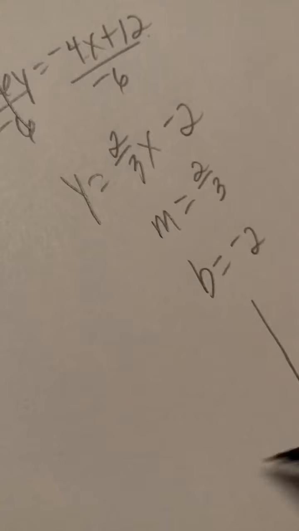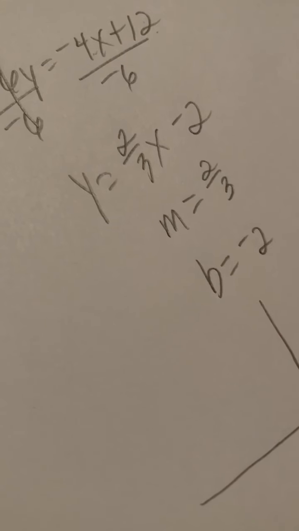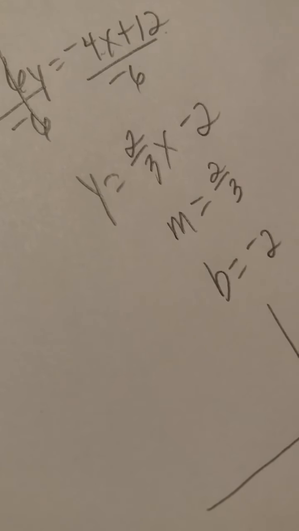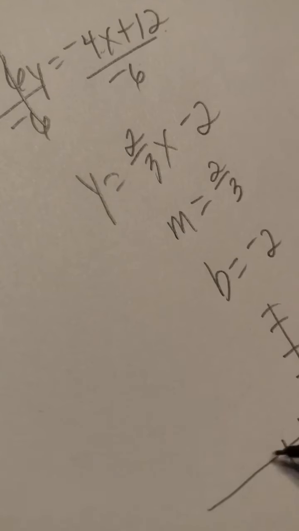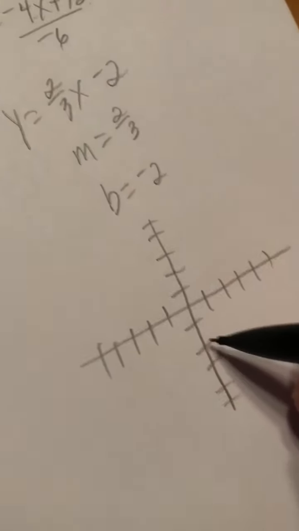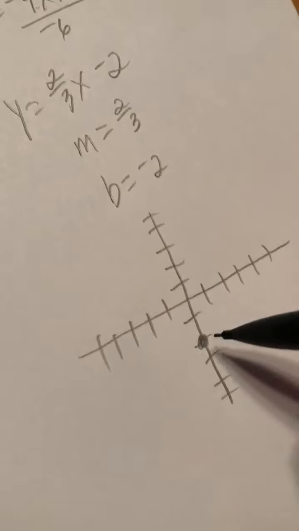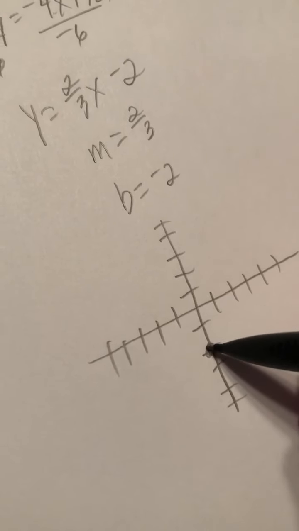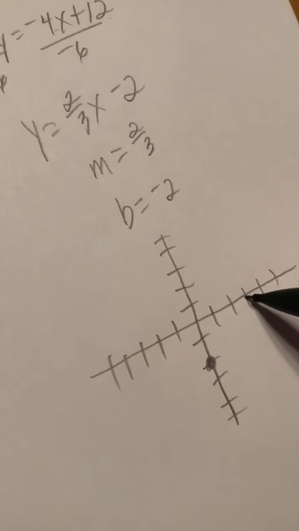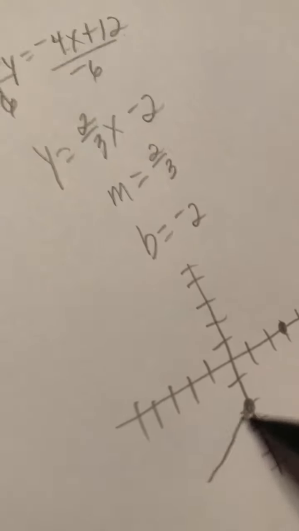So we graph. So we start at negative 2 on the y-axis. And it's 2/3, so we go up 2, always to the right, and draw that line. Okay?